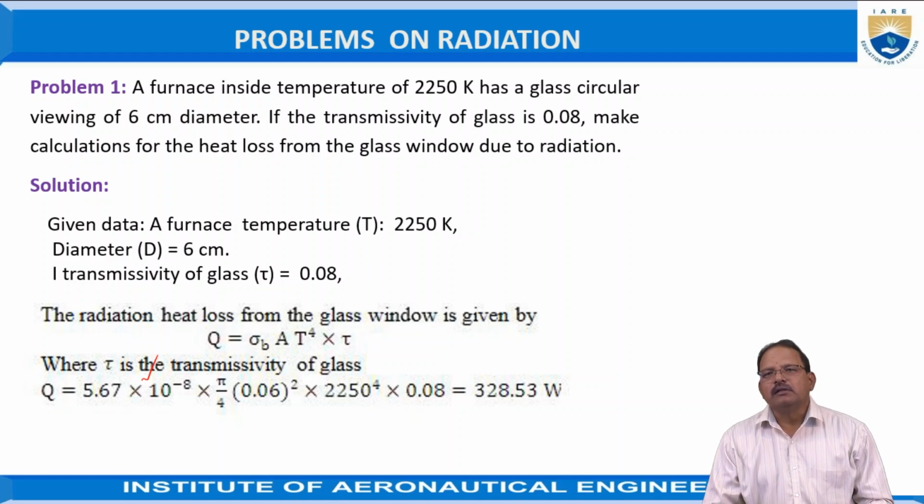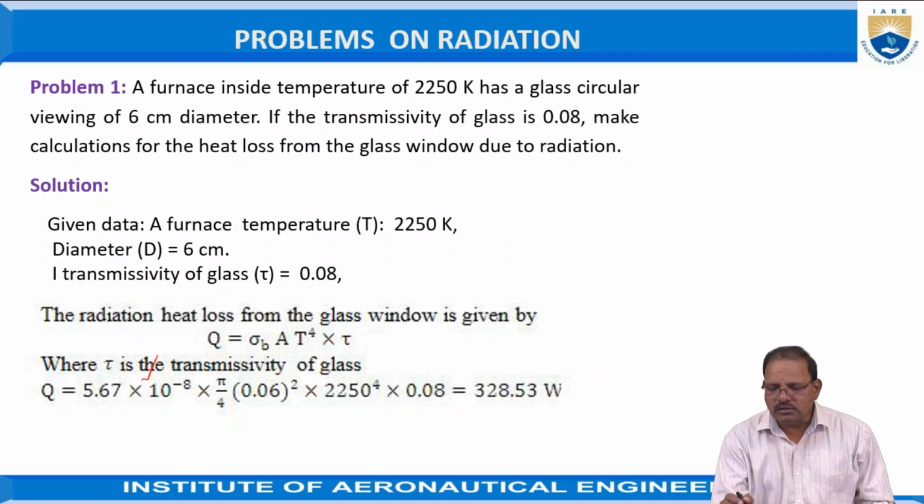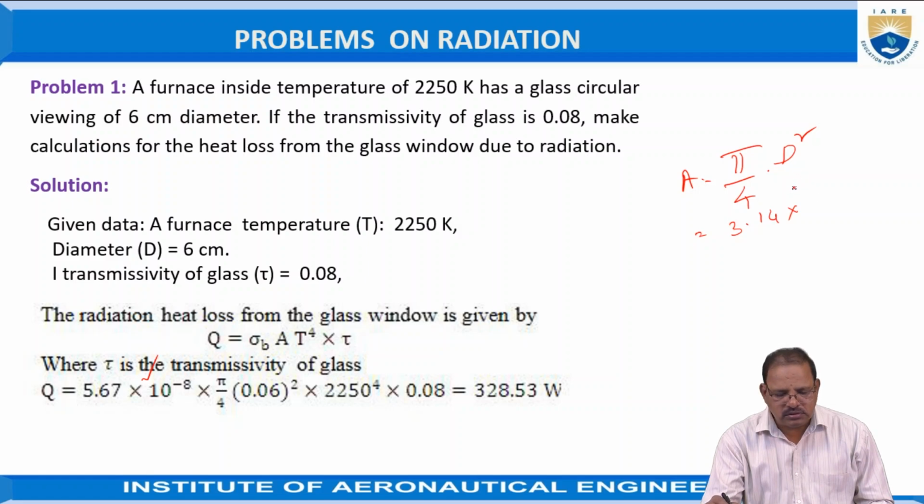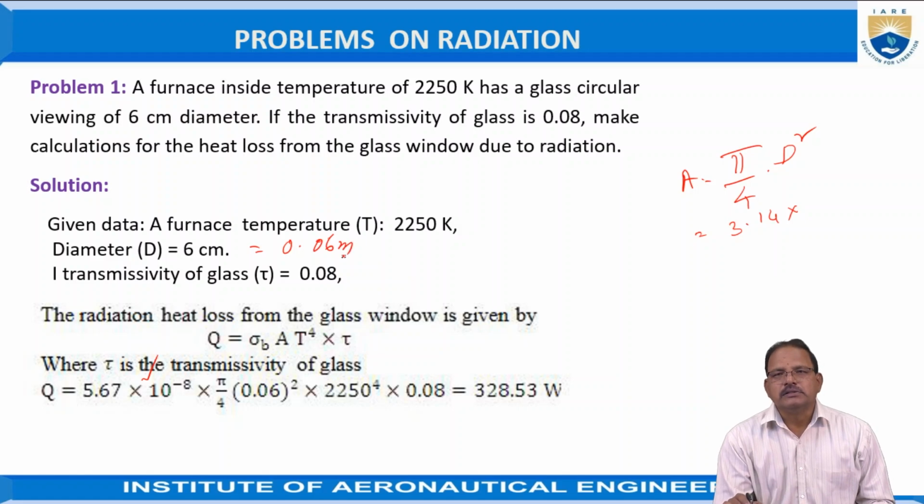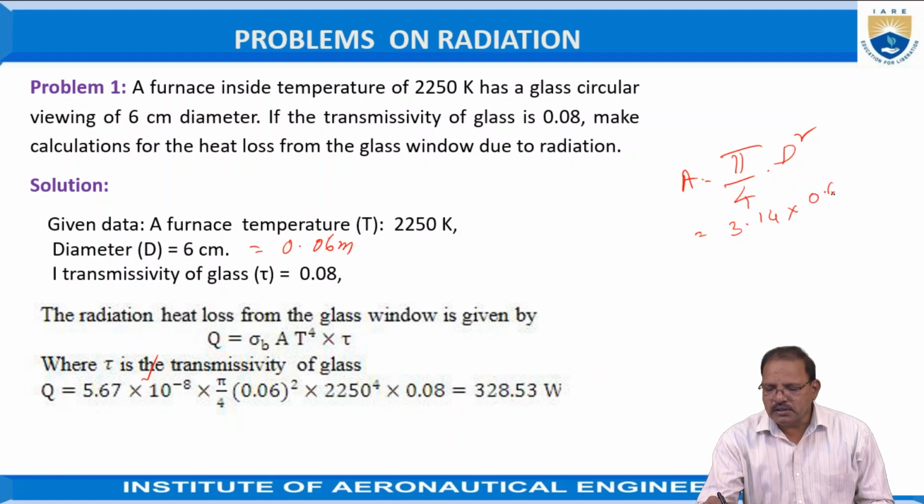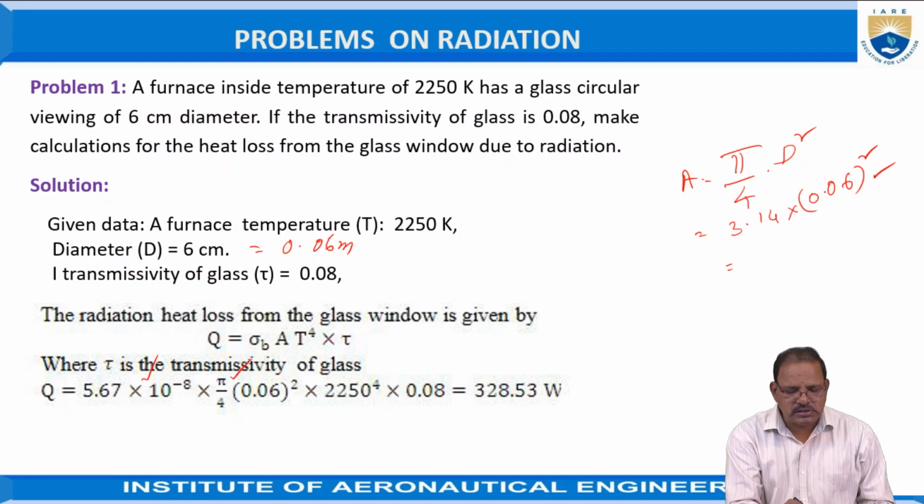A represents the area of the circular window, A is equal to pi by 4 d to the power of 2. By using this equation, pi by 4 is equal to 3.14, and d square is, here given as 6 centimeters, which can be written as 0.06 meters, hence 0.06 meters whole square. This relationship is used in these equations.